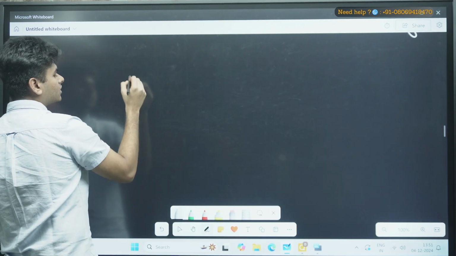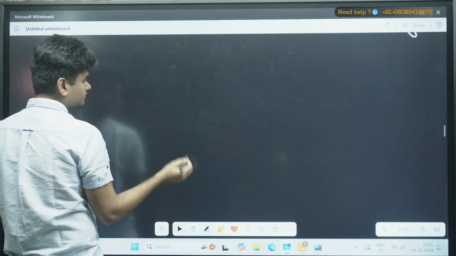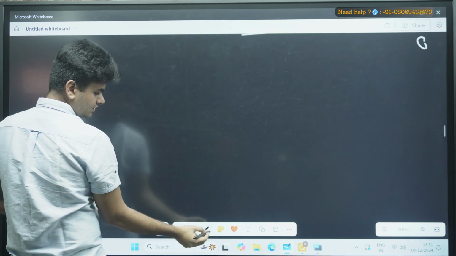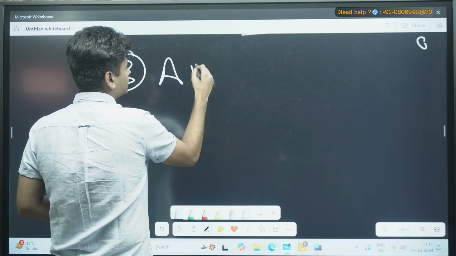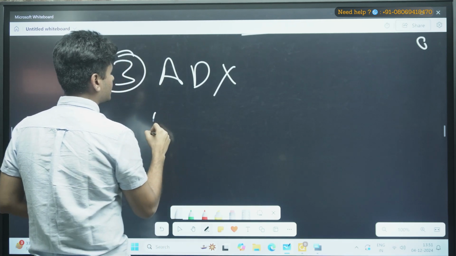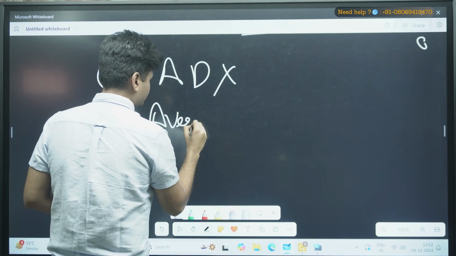Now third we'll talk about ADX, which is the Average Directional Index.